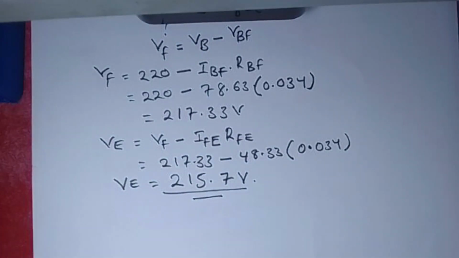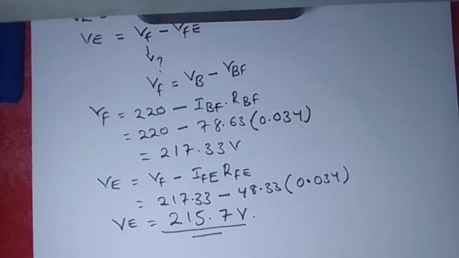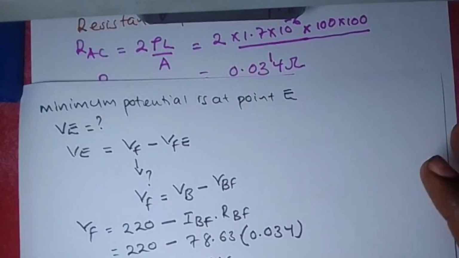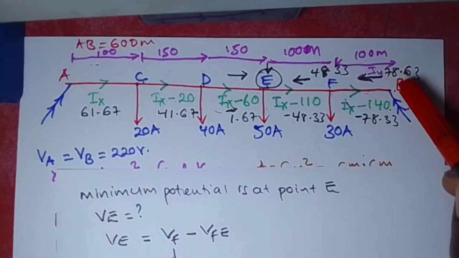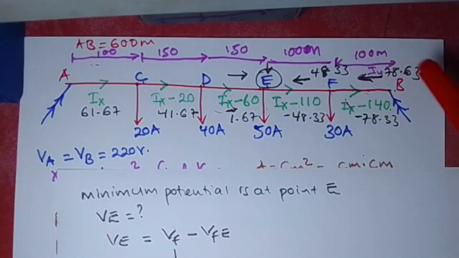Therefore, this is our minimum voltage and it is appearing across at point E. By doing that, we shall have finished calculating the entire question, because they don't ask for maximum. When they ask for maximum voltage drop, it can be the voltage drop between this point here and the point of minimum potential.